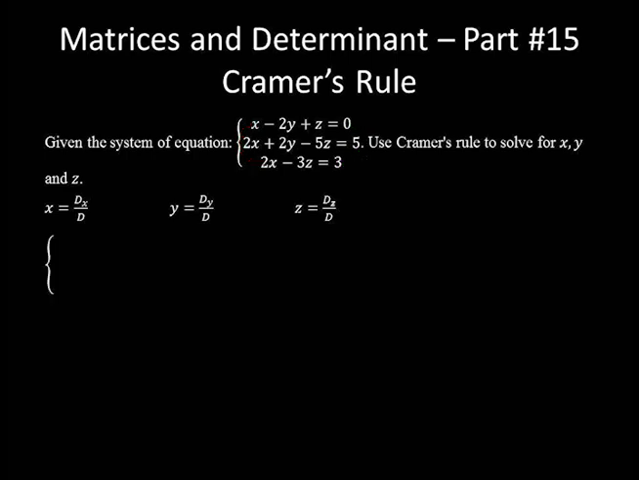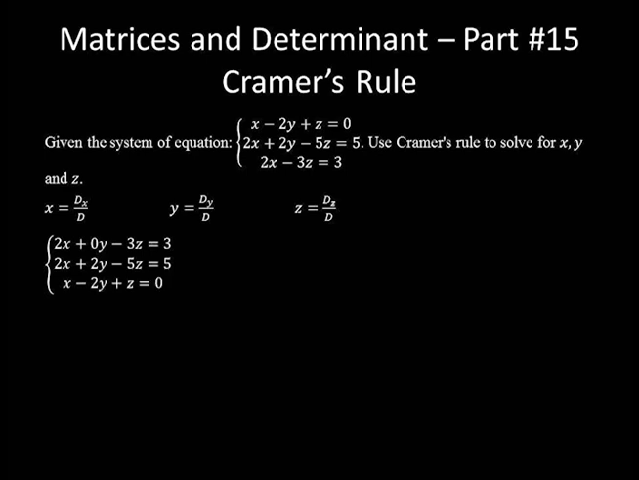So let's rewrite the equations. 2x plus 0y minus 3z equal to 3. This is the same as equation 3 because 0y is 0, and 0 plus any expression is the expression itself. 2x plus 2y minus 5z equal to 5. And x minus 2y plus z equal to 0.